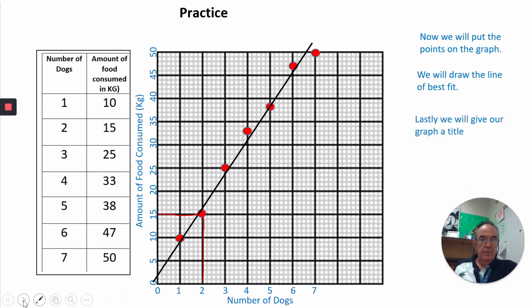Lastly, we need to give the graph a title. Remember I said it's really easy just to say IV, which is the number of dogs, versus the DV. So we could just say the number of dogs versus the amount of food consumed.